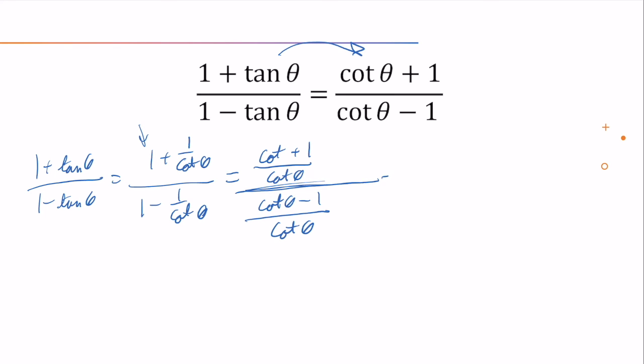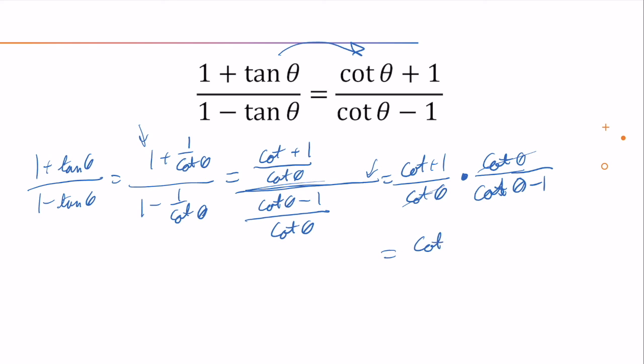Now when we're dividing, we keep change flip. So I keep the first fraction the same. I change from division to multiplication, and I flip my second fraction. As you can see, these cotangents, when I multiply across, are going to cancel. And I'm left with cotangent of theta, don't forget your thetas, plus 1 over cotangent theta minus 1 as desired.